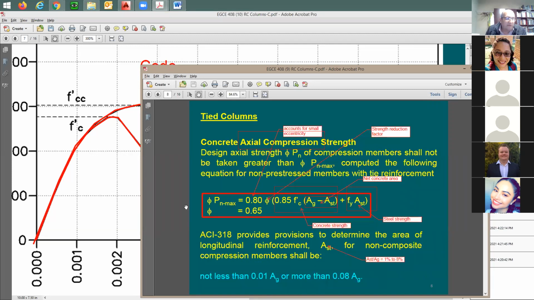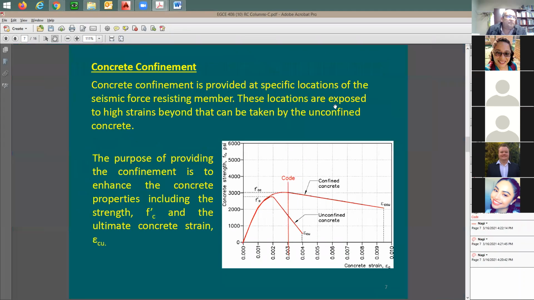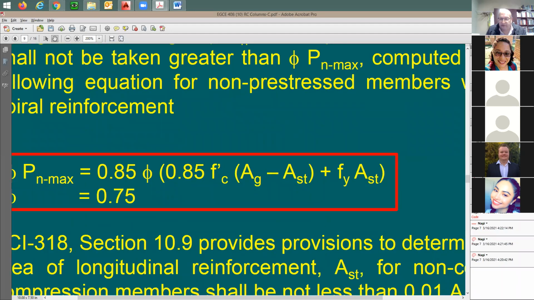The other factor, if you look carefully at this equation, you see it says 0.8. We're going to increase this factor for you. Instead of 0.8 and 0.65, now look what happened. It's going to be 0.85 and 0.75. Let me look at the old equation.